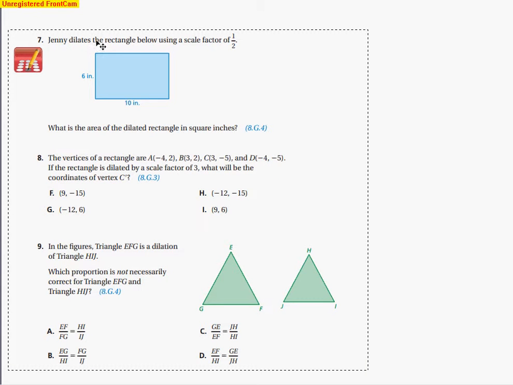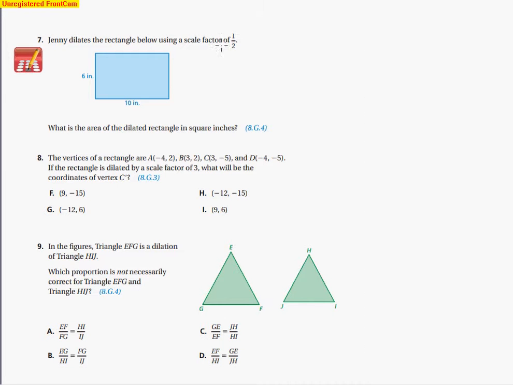Jenny dilates the rectangle below using a scale factor of 1/2. And so 1/2 means that it's going to get smaller. It's a reduction in size. So what is the area of the dilated rectangle in square inches? If we dilate by 1/2, that means you're basically multiplying each side by a 1/2, or dividing by 2. So it becomes something that looks like this, 3 inches by 5 inches.